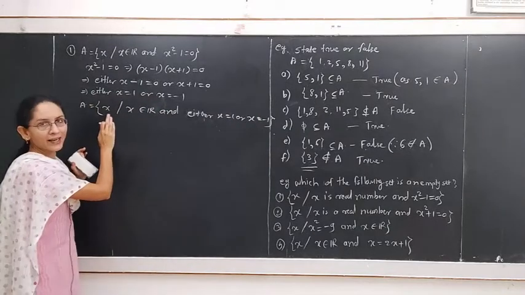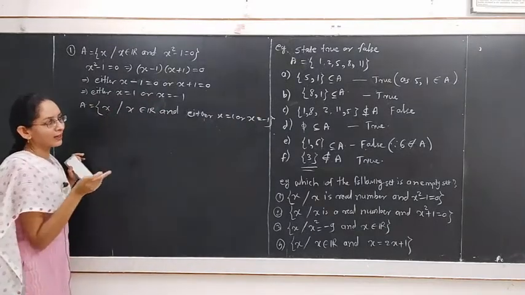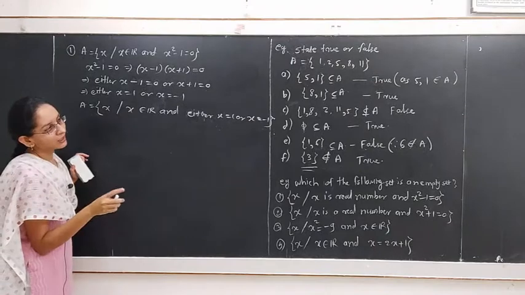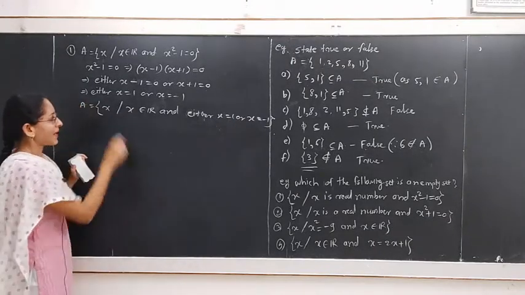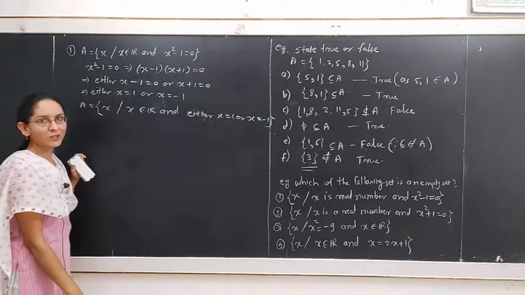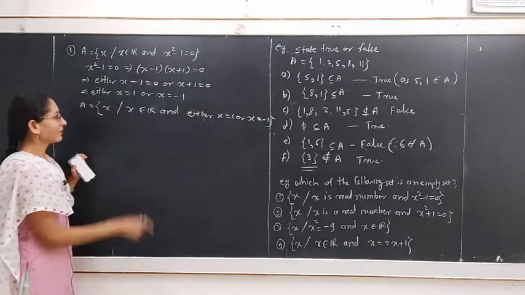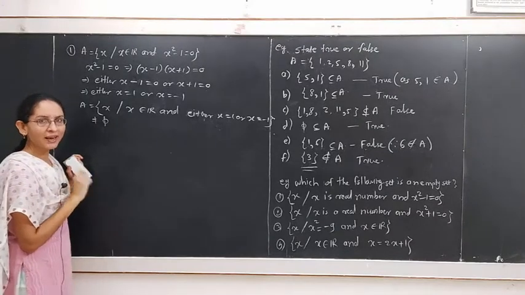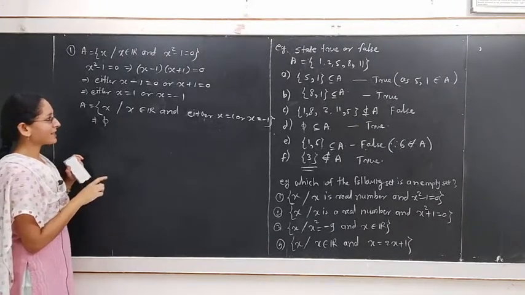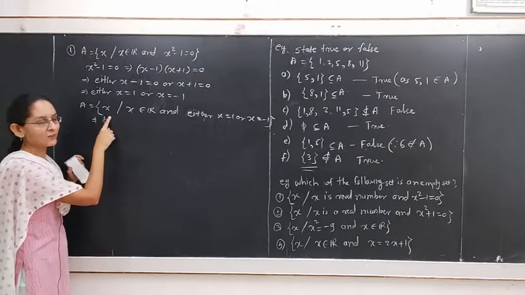This means set A contains at least one real number, that is either 1 or minus 1. Hence, this set consists of at least one element, therefore this set is non-empty. The set is not an empty set because it contains either 1 or minus 1.